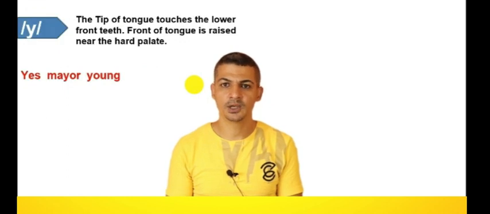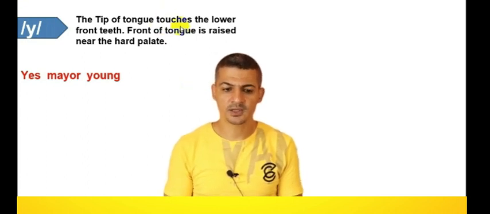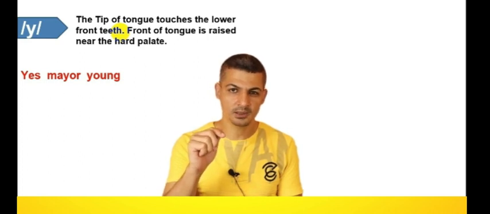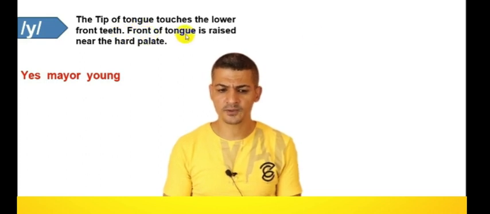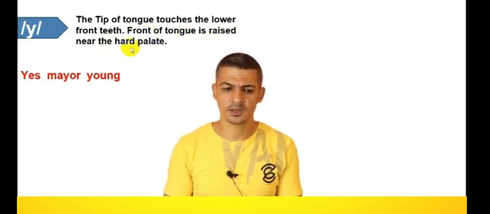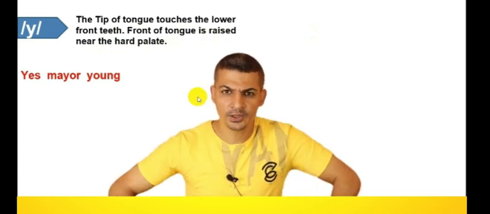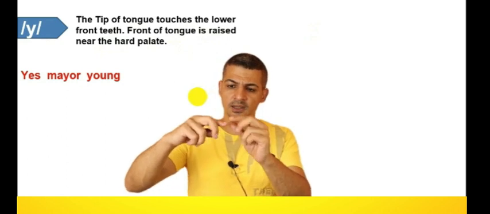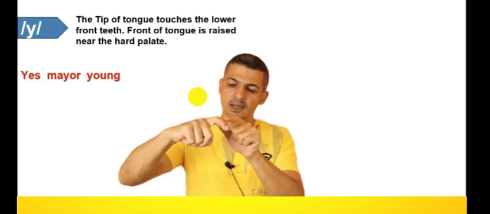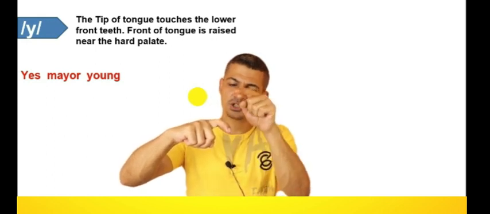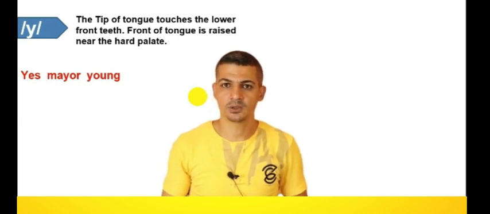The last one is y. In producing this sound, the tip of the tongue touches the lower front teeth, but it is not important, just make the tip of the tongue down. Then the front of the tongue is raised near the hard palate. Say, yeah. This is the tip of the tongue and this is the front of the tongue. So make the tip of the tongue down and make the front of the tongue touch the hard palate. That's all.